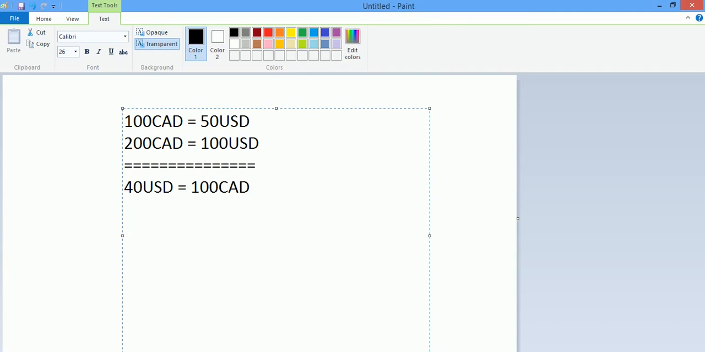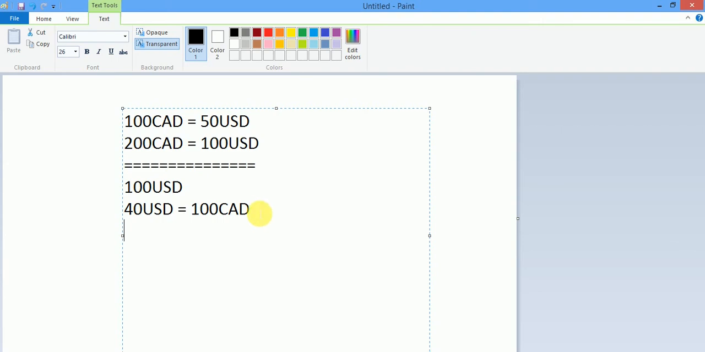From this, you notice that the Canadian dollar has gained some value, because before, 100 Canadian dollars gave you 50 US dollars, but now 100 Canadian dollars gives you 40 US dollars. And remember, Peter now has 100 US dollars. So now he discovered that 40 US dollars can give you 100 Canadian dollars. Okay, exchanging this 100 US dollars to Canadian dollars, how much will Peter get?